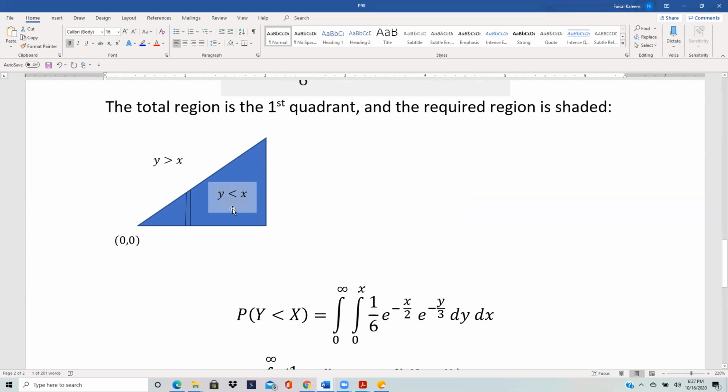And so this region, I've set it up so as to integrate with respect to y first, and then you would choose a vertical strip. So y equals 0 on the bottom of that strip, and y equals x on the top of that strip. So the y limits will be 0 to x, and then x goes all the way from 0 up to infinity.